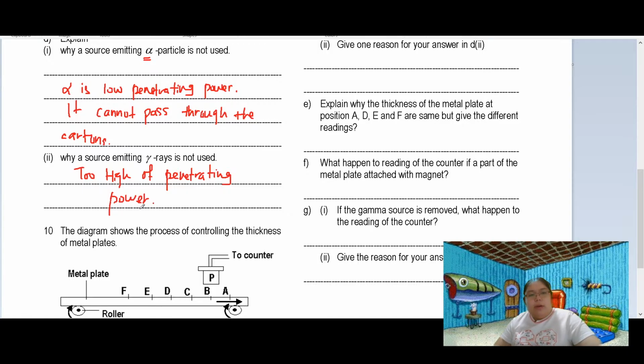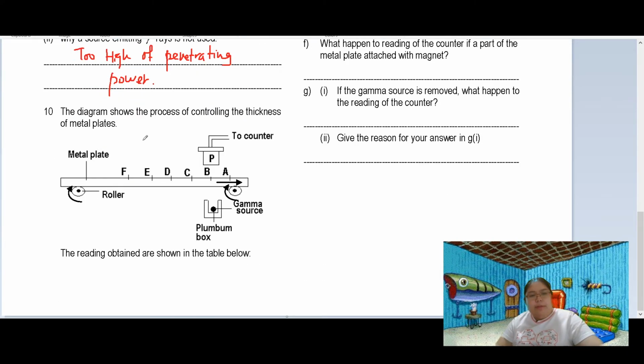Okay, then we go to question number 10. They show you the process of controlling the thickness of the metal plate. The metal plate is strong already. So from here there is a ruler, and the readings are obtained in the table. Can you see that, using the lead box? There's a lead box, and normally there is a gamma source inside.